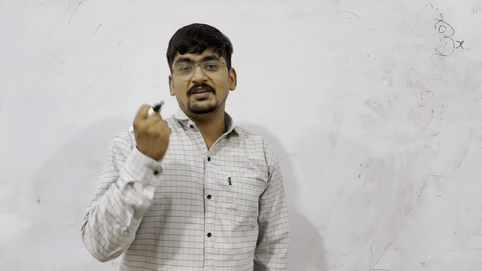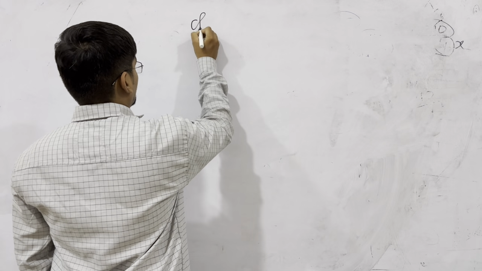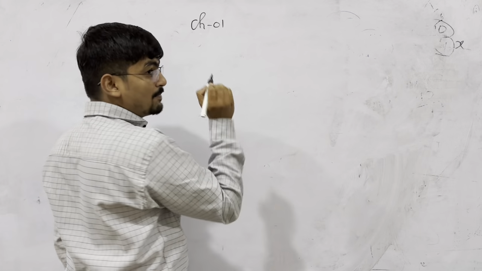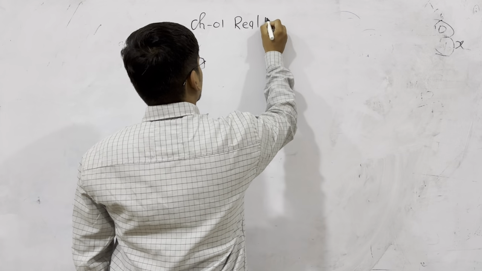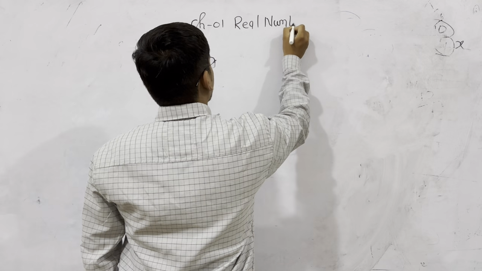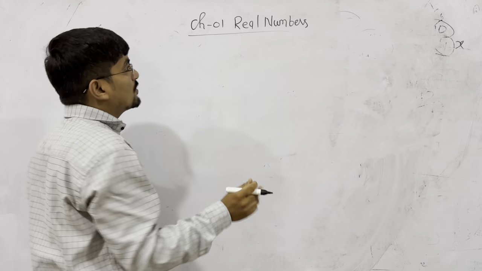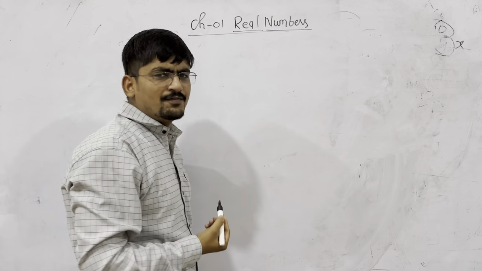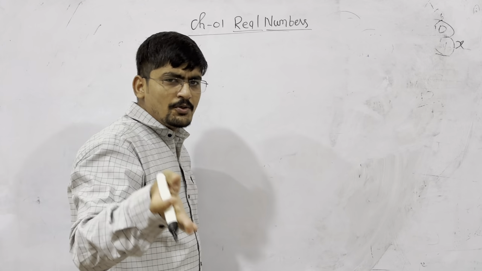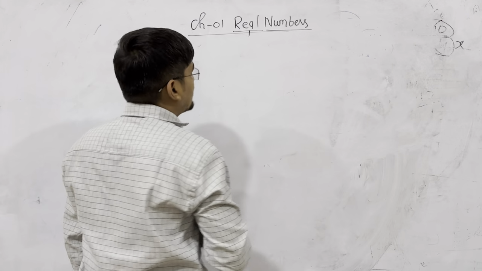So today we shall start our class 10th mathematics chapter 1. Class 10th mathematics chapter 1, which is what? Real numbers. So first let us try to understand the meaning of these two words, real and numbers. You all know the meaning of numbers. Anything which can be utilized as counting is known as numbers. Now, what is the meaning of real?